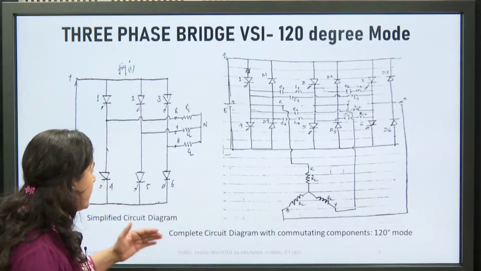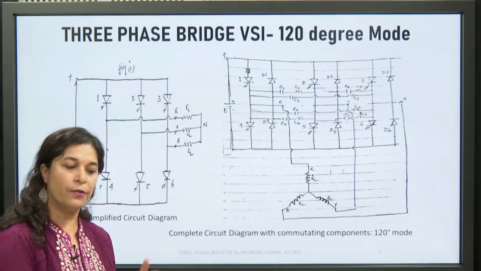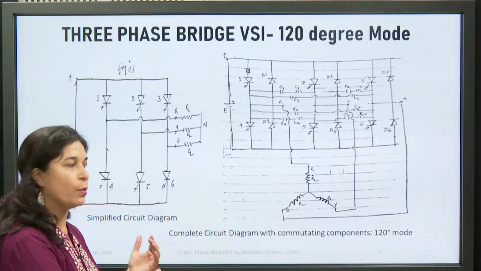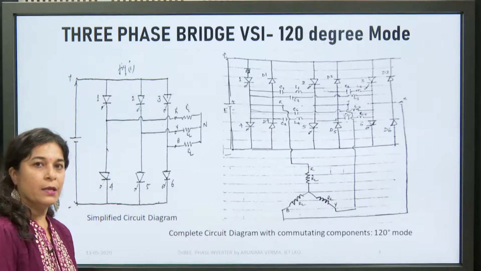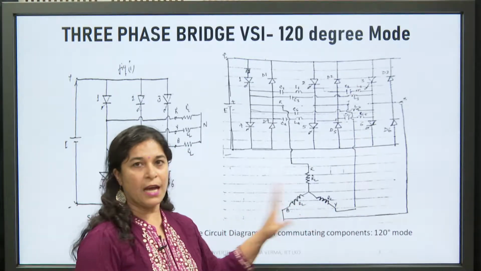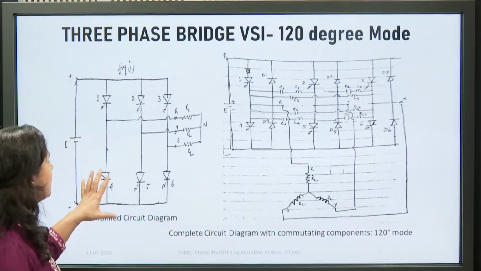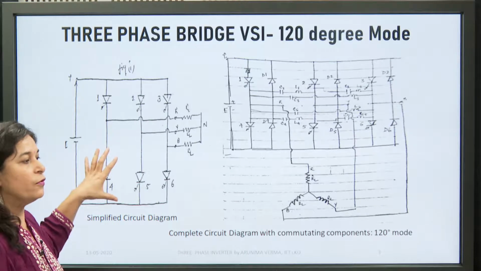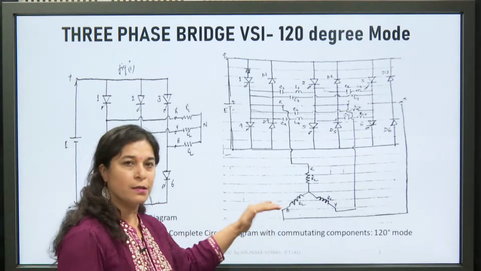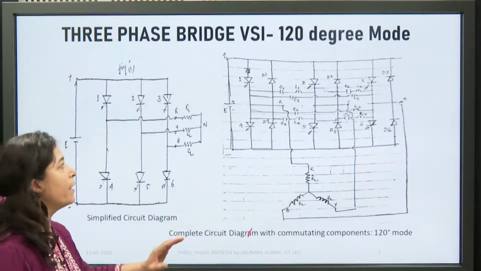Now, we start with the explanation of the 120-degree mode of operation. Directly we will switch on to the mode of operation so that we can cover things well. To start with, these SCRs are connected with a three phase star connected load as shown in the figure. The first diagram is the simplified circuit diagram for explanation purposes, and the second diagram is the circuit diagram along with commutating components in 120-degree mode.